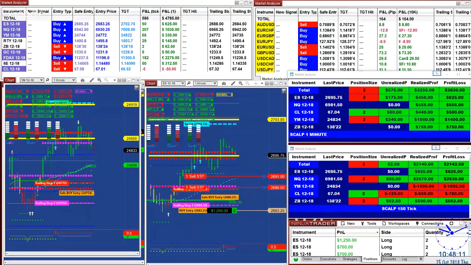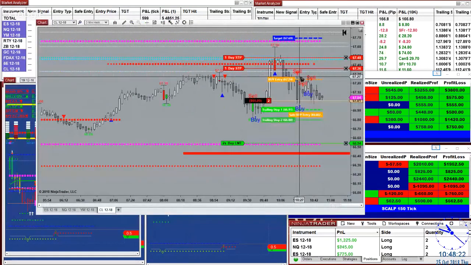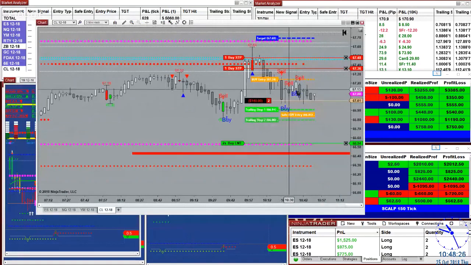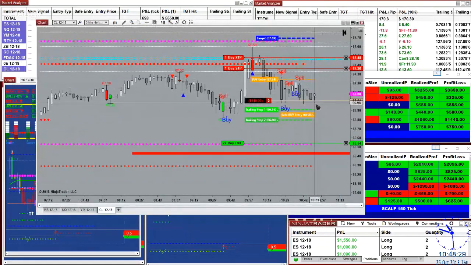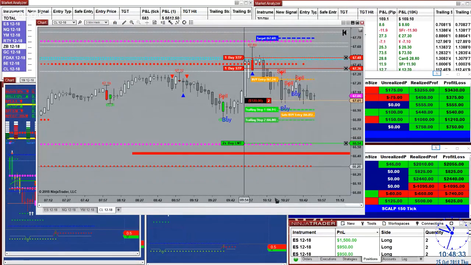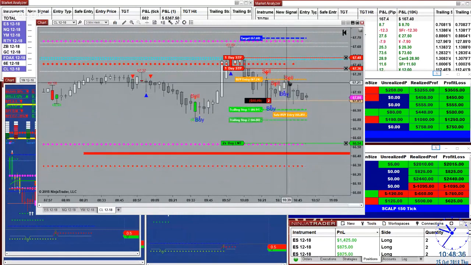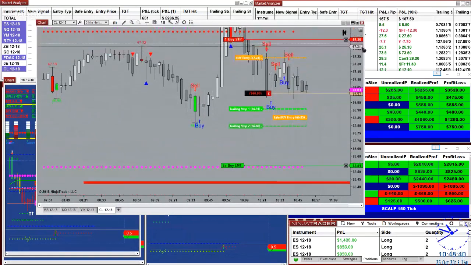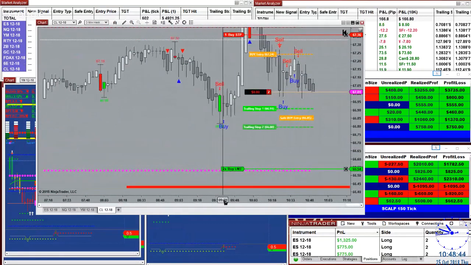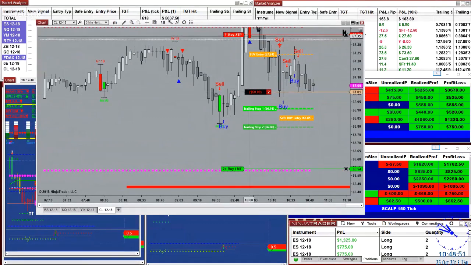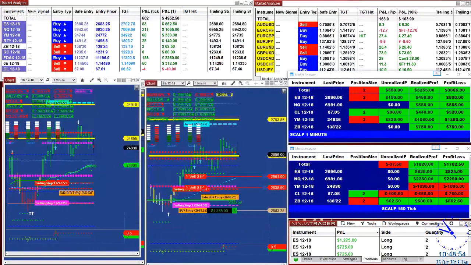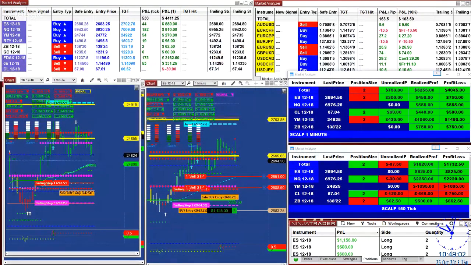We have already on the CL, actually, three signals right after the others on the sell side, and it's not going anywhere. Look at this chop on the CL, sell, buy, sell, and it's not going anywhere. Oh, boy. 67. It's not going anywhere, that CL. So we are stuck with the CL, and we'll stay quiet for a few minutes and wait on the new signal.